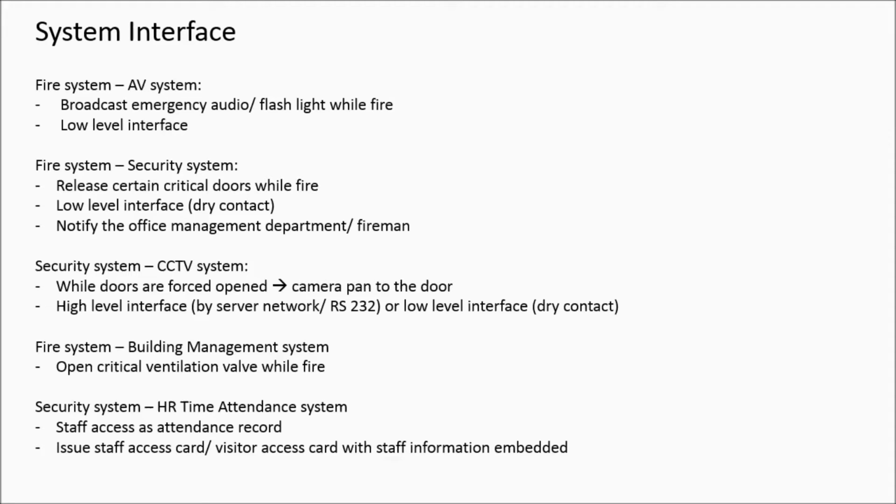For security and CCTV system interface, if the doors are improperly opened or there is a door false alarm, the pan tilt zoom camera nearby the door can pan to the door automatically to record and monitor the door. This can be achieved by high-level server-to-server interface or low-level dry contact interface. High-level interface is recommended because only server configuration is required. If you use low-level dry contact interface, it will have a lot of dry contacts. For fire system and building management system interface, some critical ventilation valves can be opened when there's a fire.